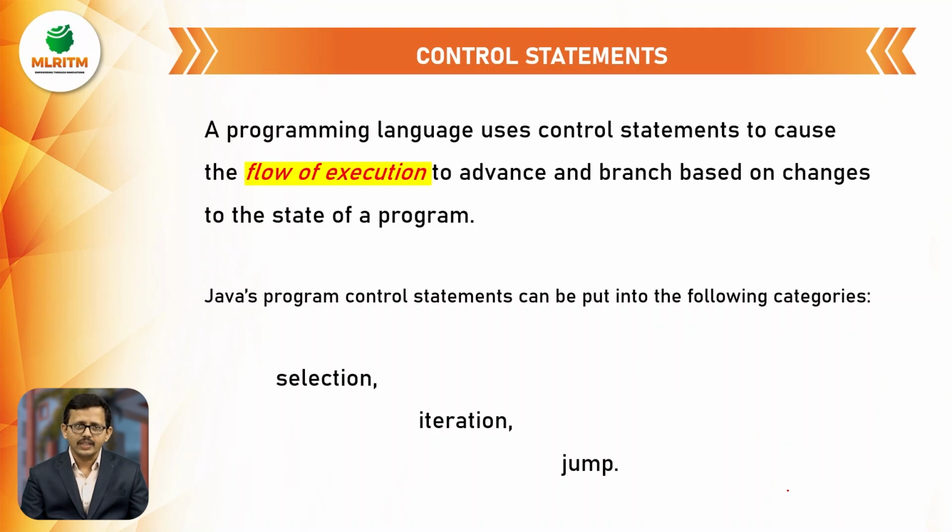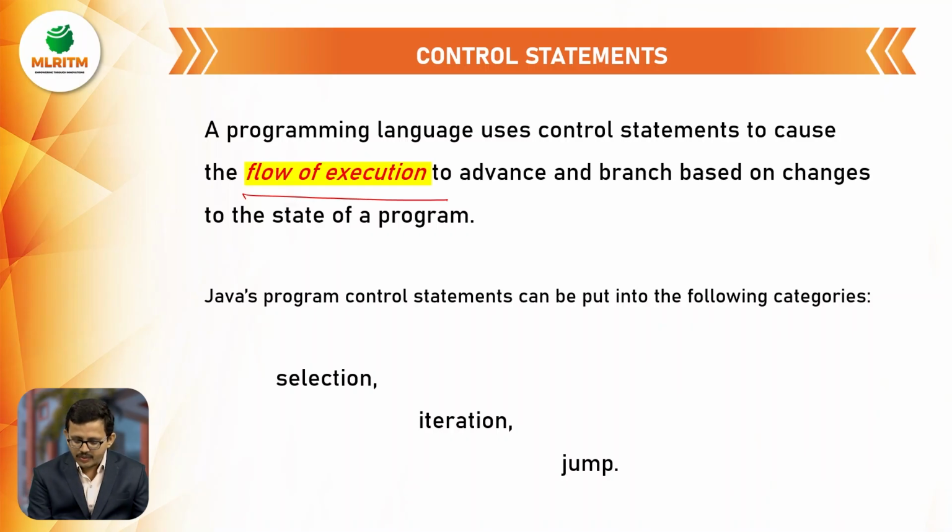As I have said earlier, nothing will be linear in the real world, not one by one or in a straight line. We always have to make some decisions, take some branch, and so on. So for that we have control statements. A programming language uses control statements to cause the flow of execution to advance and branch. Branch means we have more than two or three options, and we can select one of them based on changes in the state of the program. Based on the input or the function we are using, we might have to change that.